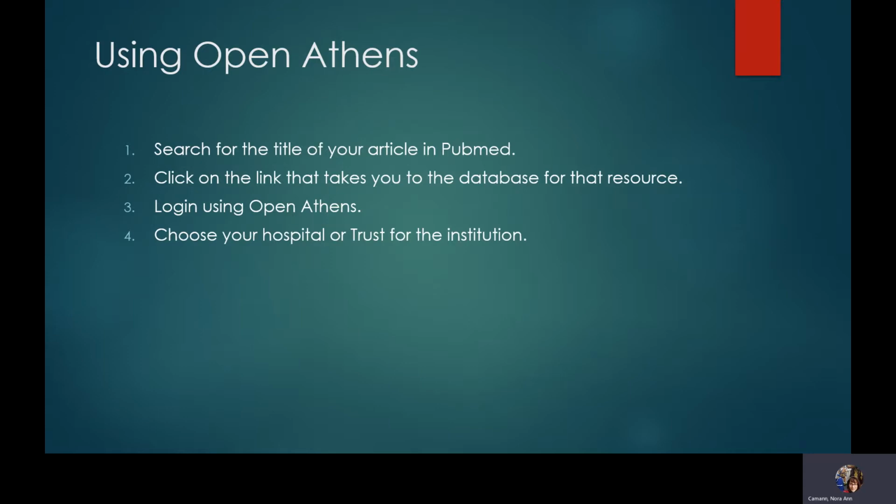So once you know that you have that, you're going to search for the title of the article that you're interested in PubMed. So you can just type the title into PubMed, then click on the link that takes you to the database for that resource. And you will see within that database a login screen. So you're going to log in then using Open Athens. And then when you're asked to put in an institution, you just choose the hospital or trust associated with your Athens account.